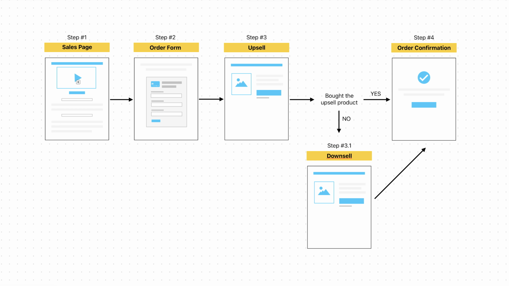If someone wants to buy the product on your upsell page, they can add it to their order with one click without the need to enter their billing information once again. After that, they will be redirected to the order confirmation page. If they decline the upsell, they will go to a downsell page, offering a lower priced product, and then go to the order confirmation page, no matter if they bought the downsell product or not.